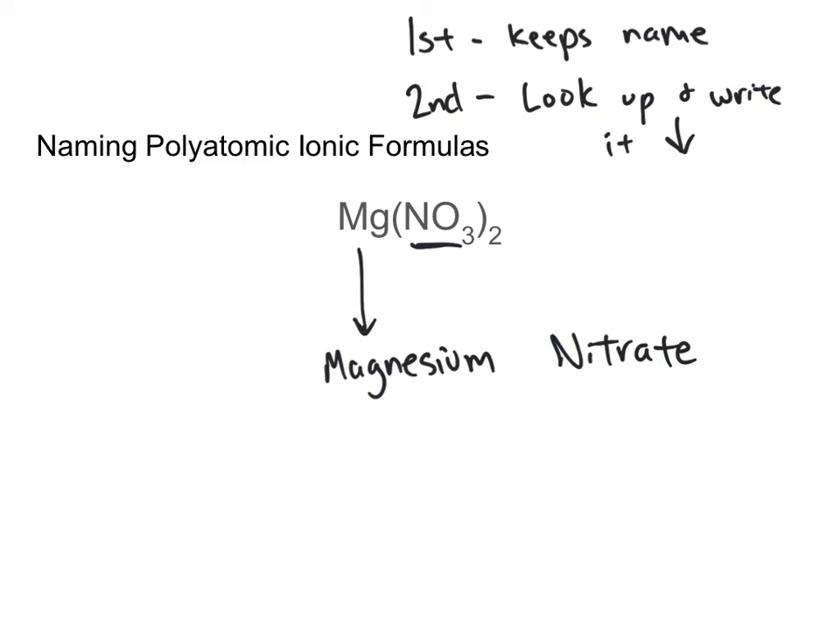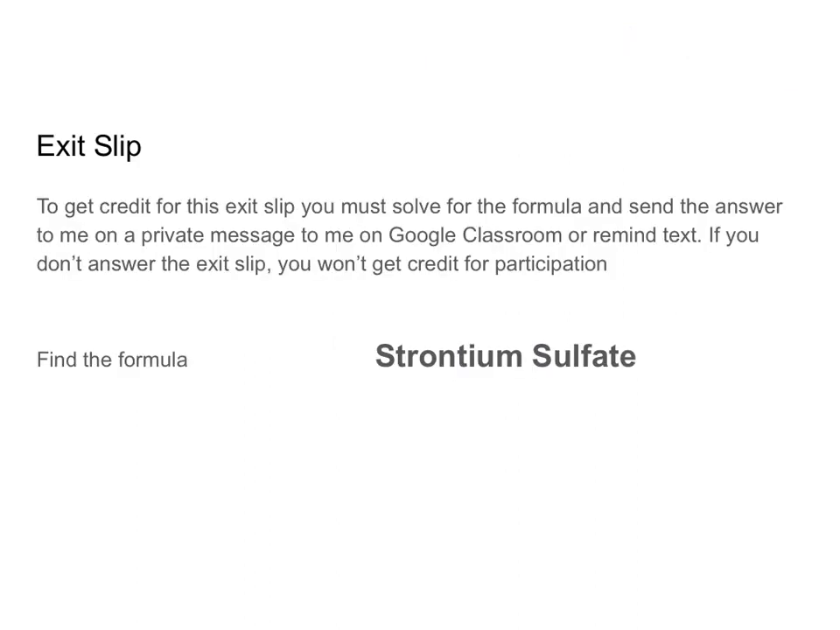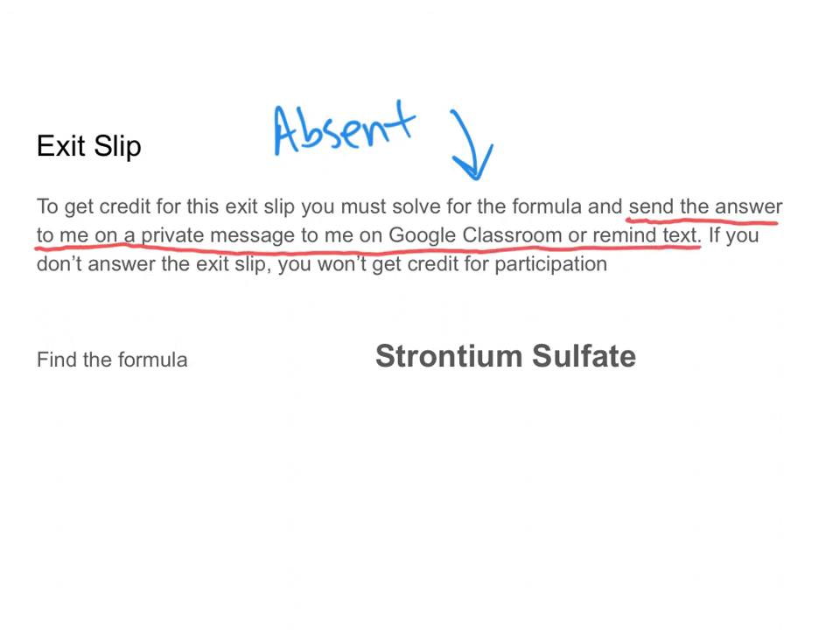So if you got this, you can go back and review this video, make sure you're doing things right. You should be ready for this exit slip. So this is only if you were absent or you missed today's class. Then you need to do this, okay? To get credit for this exit slip, you got to solve it, okay? And pay attention to this. Send the answer to me on a private message on Google Classroom on this assignment or remind text. That's the only way you're going to get credit for this participation for this lesson, okay?